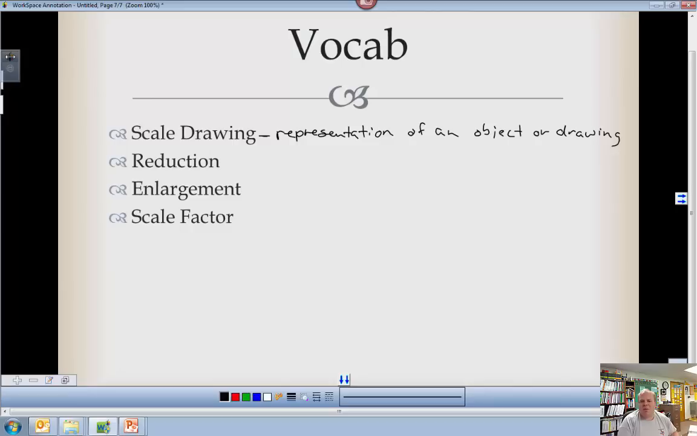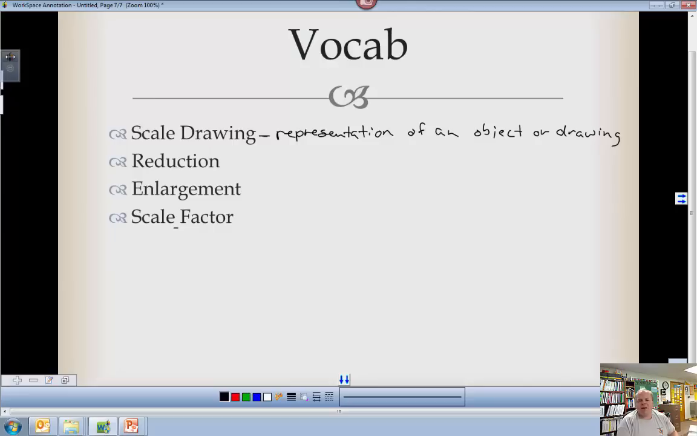Scale factor is simply what we're going to increase or decrease the original object by. It can be a fraction, it can be a ratio, it can be a percent. It can be any one of those three. Remember, it's a fraction, a ratio, or a percent. And it's simply again what we can increase or decrease the original picture by. Now, once we know what the scale factor is, then we can look at an enlargement.